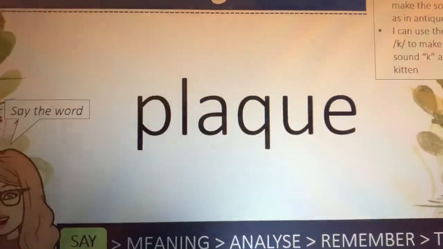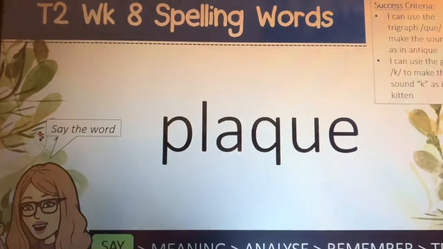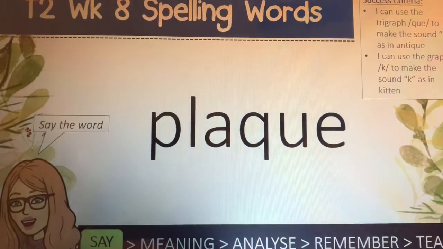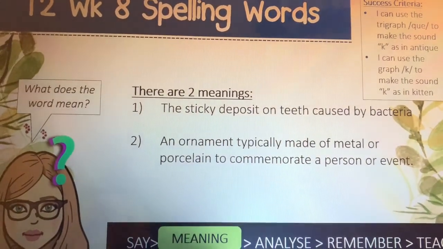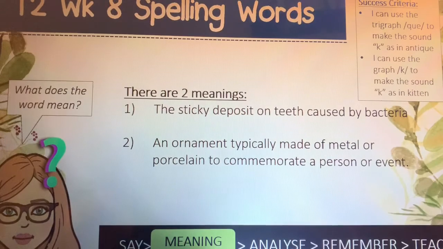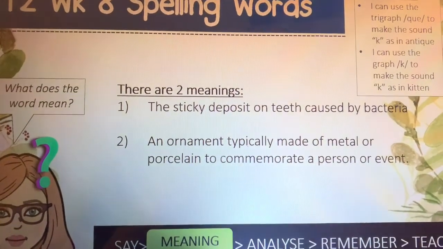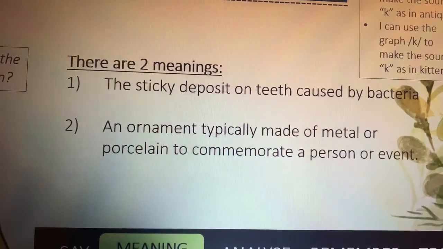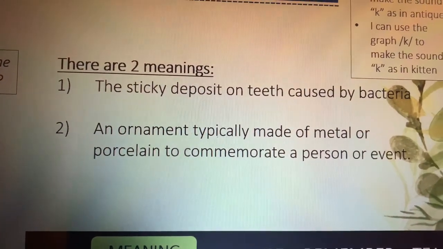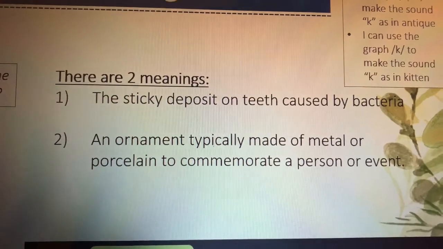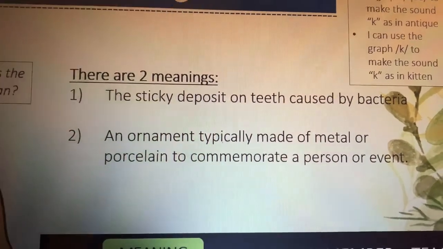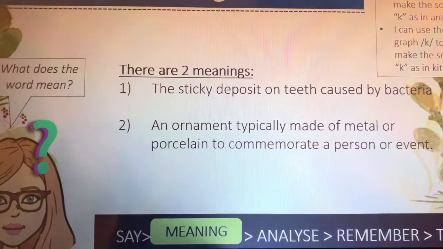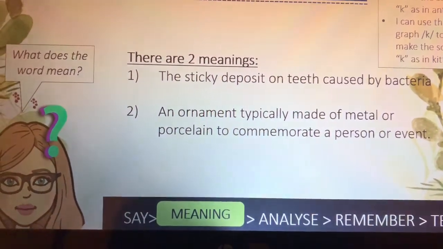Okay, let's start with the first word. This first word is plaque. Please say plaque. Plaque has 2 meanings. The first meaning is that it's the sticky deposit on your teeth which is caused by bacteria. A plaque is also an ornament that is typically made of metal or porcelain, which is used to commemorate a person or event. When you do really well at sport at our school, you may be rewarded with a plaque that has your name on it.